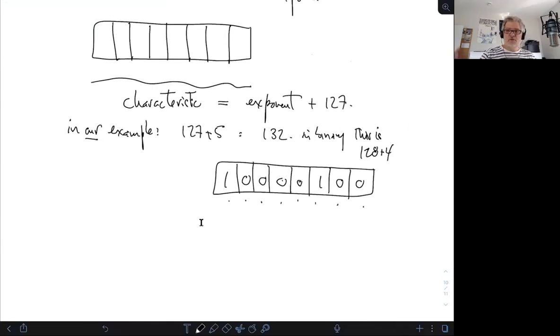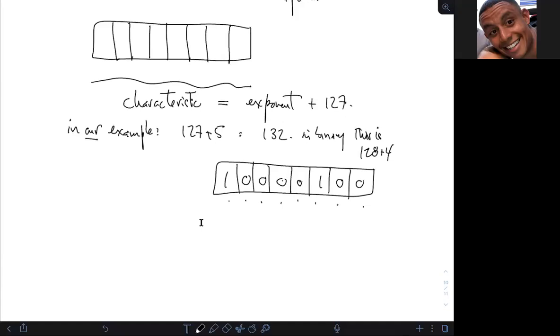Okay, so sign bit, 1 bit, 0 or 1, depending on whether the number is negative or positive. Then 8 bits for the exponent plus 127. I should do an example.